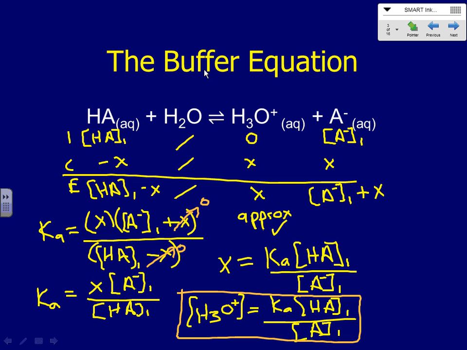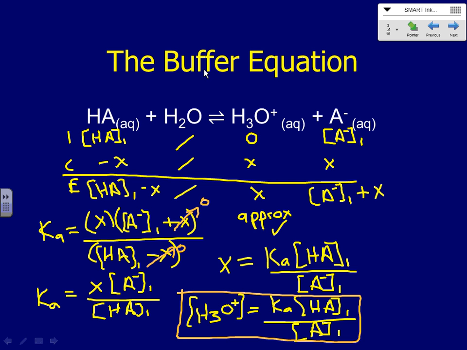So the acid buffer equation to determine the H3O plus, that is going to be the Ka, because we're talking about an acid buffer, times the HA initial divided by the concentration of the conjugate base that's in there initial, and that gets you the H3O plus. Okay?